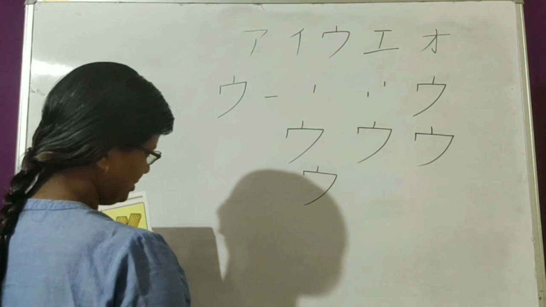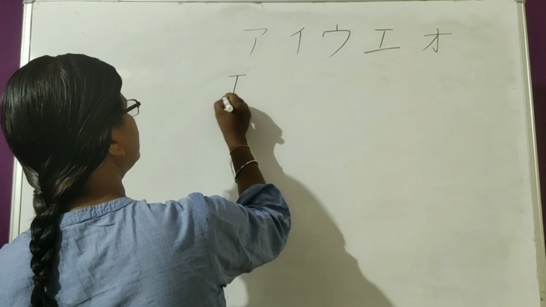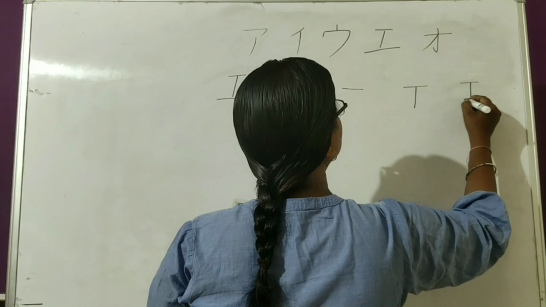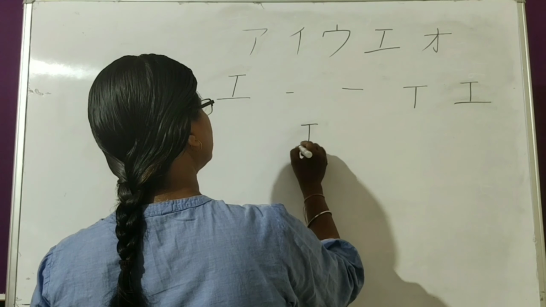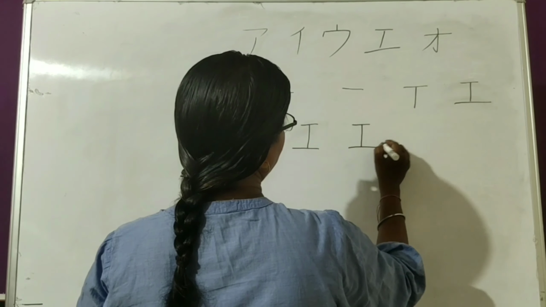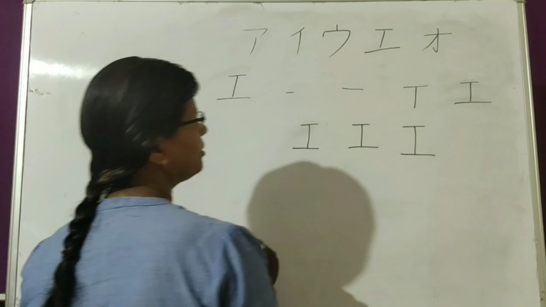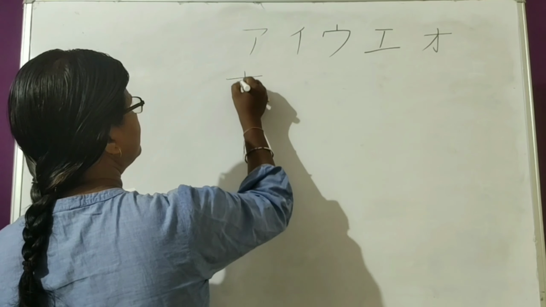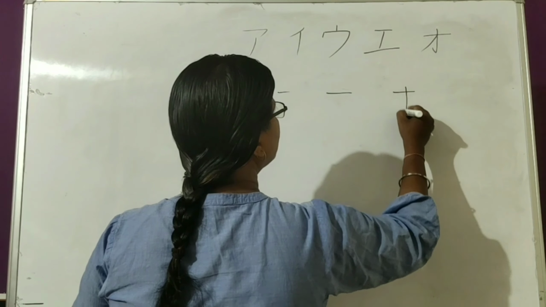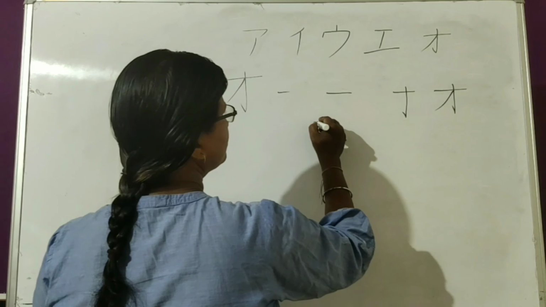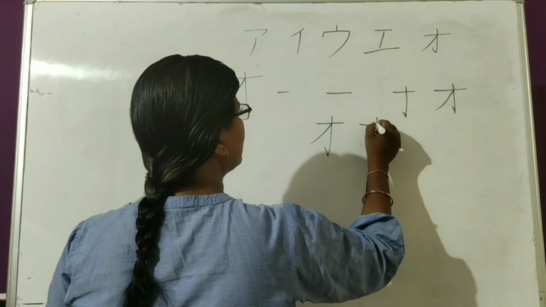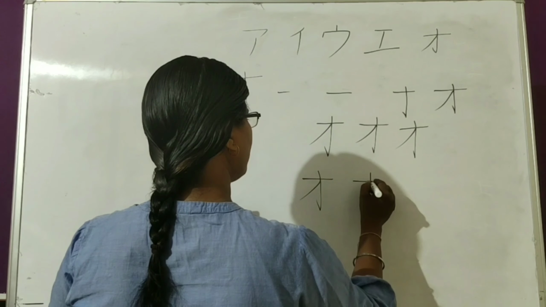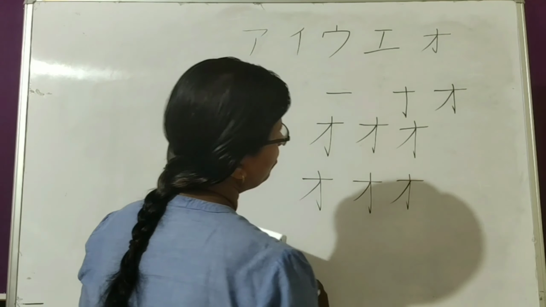Okay. Next is A. First stroke, second stroke. A. Okay. Next is O. First stroke, second stroke, third stroke. O. Okay.